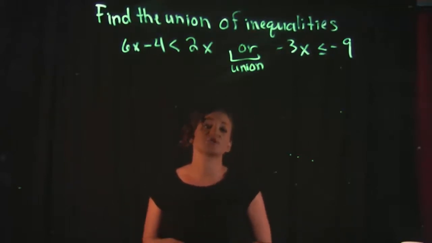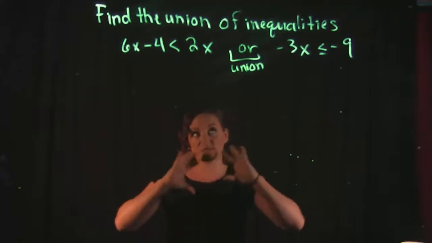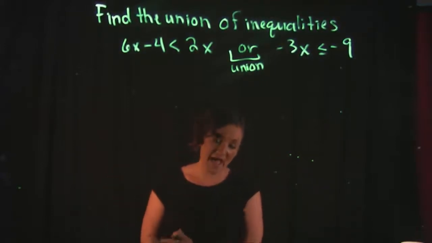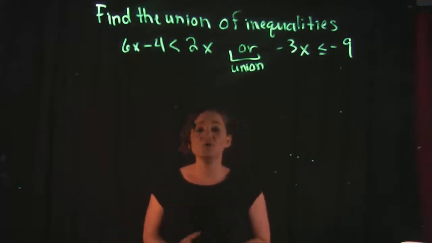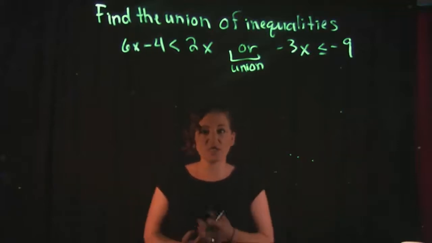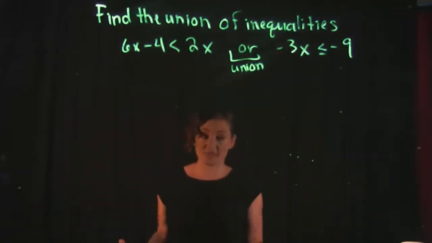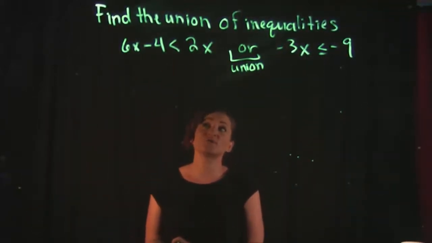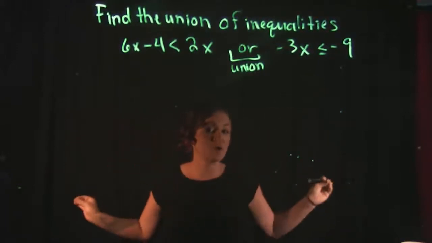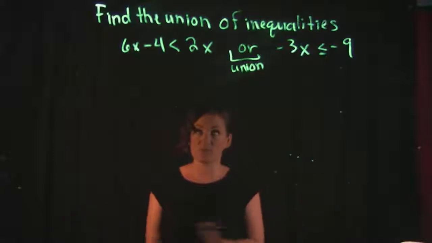An intersection means you want the space that they both share, the solution space that they both have. If you want a union, you're literally taking, hey, this answer and this answer, putting them both together, one big answer. All right, so what we're going to do is we're going to solve this equation and this equation, and we're just going to graph both answers on the same number line.